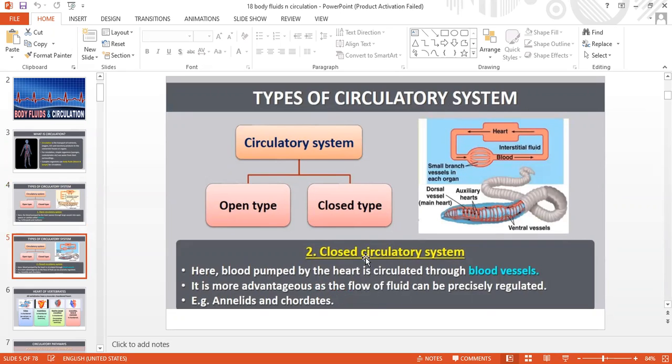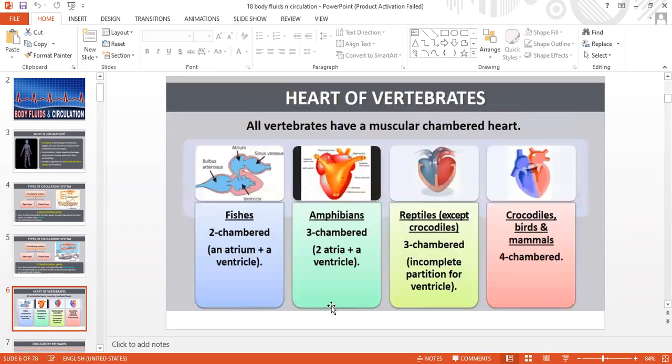Then comes the closed circulatory system. In the closed circulatory system, you can see over here the heart. The blood is flowing from the heart to the vessel and back from vessel to the heart. It does not come out. It is more advantageous as the flow of fluid can be precisely regulated. And you see it in annelids and all chordates.